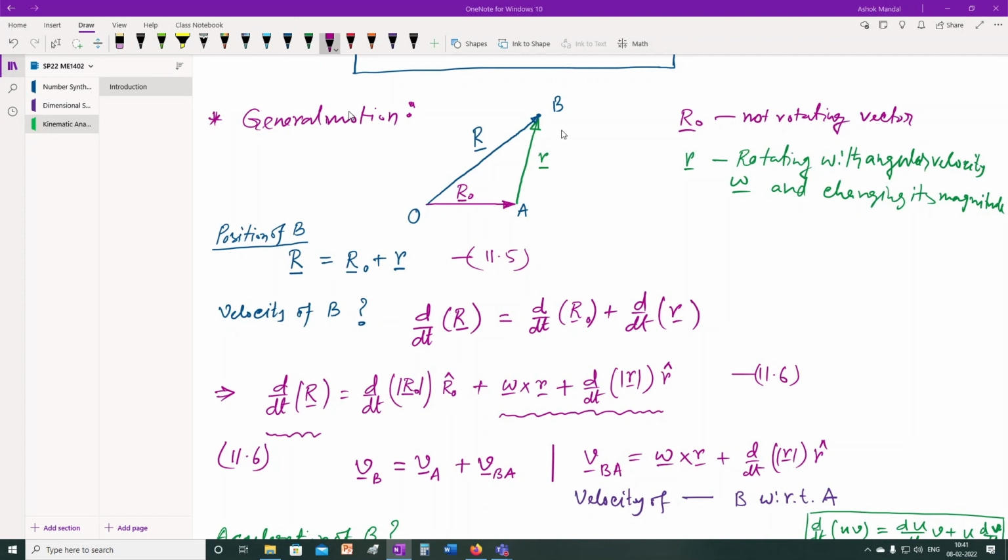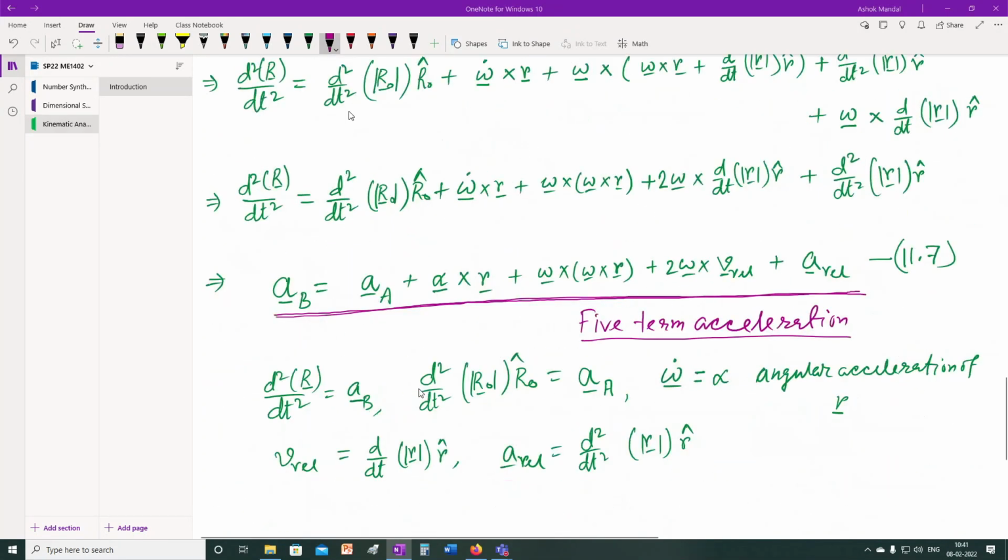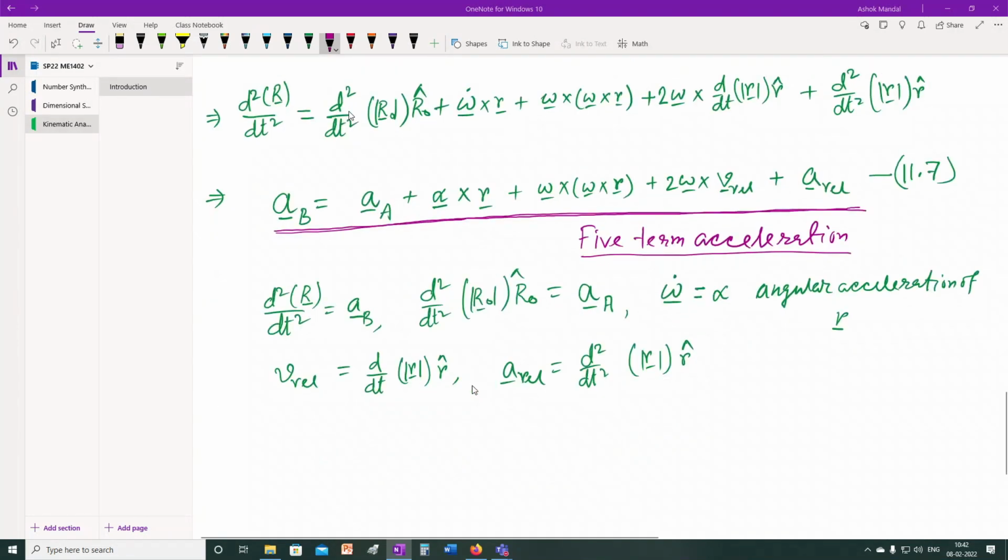This formulation can be applicable for any link. Tomorrow we will discuss the cases where this R0 is not there, this is 0, and only R is there. We will discuss examples, then you will see what is the requirement of this. Unnecessary complication should not be there. Only the necessary things are there.